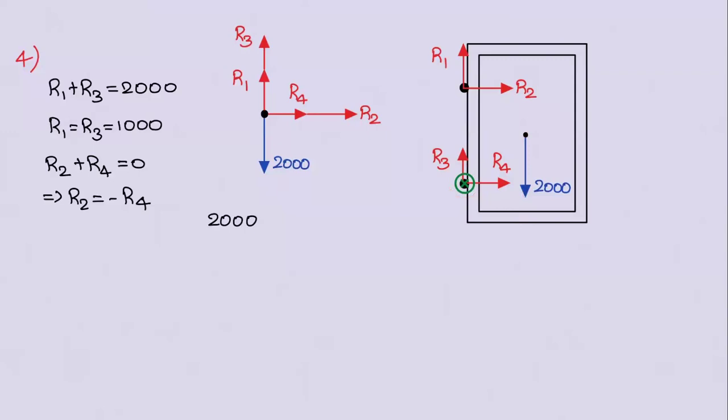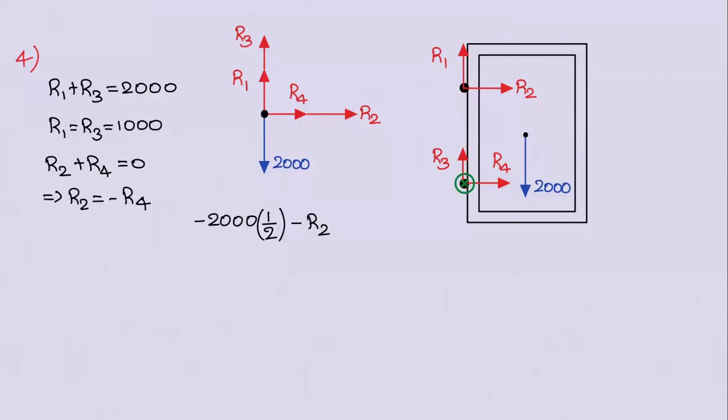What is the perpendicular distance? Length is 1 meter, so the perpendicular distance will be 1 by 2. So 2000 into 1 by 2, and that is clockwise, so minus sign. Then R2 also is clockwise, so minus sign. R2 into perpendicular distance. One among my students has to give it. I won't tell. What is the perpendicular distance? Tell me.